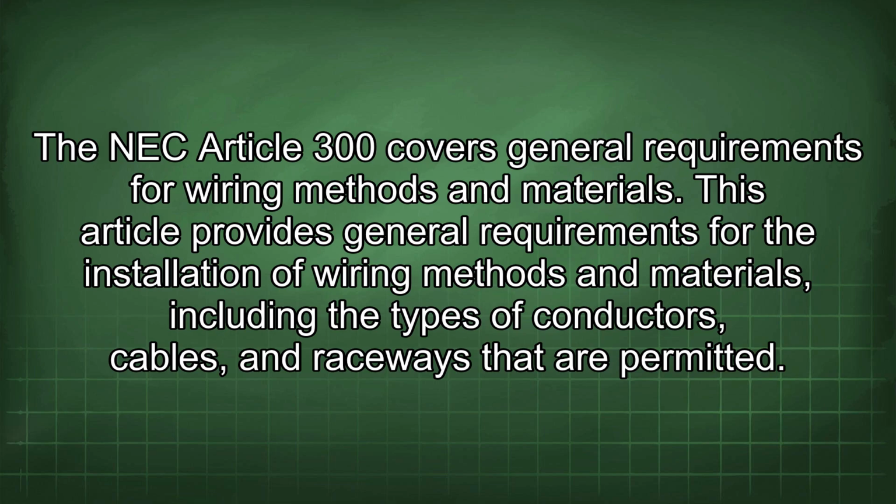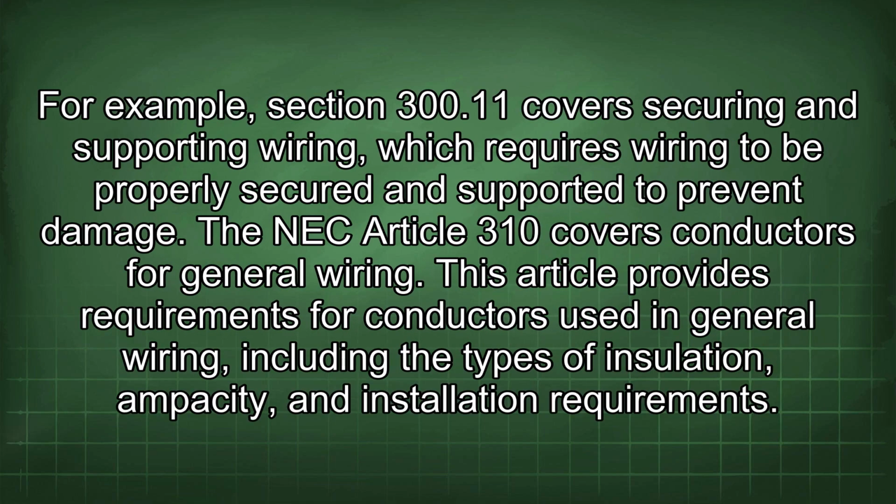This article provides general requirements for the installation of wiring methods and materials, including the types of conductors, cables, and raceways that are permitted. For example, Section 300.11 covers securing and supporting wiring, which requires wiring to be properly secured and supported to prevent damage. The NEC Article 310 covers conductors for general wiring.